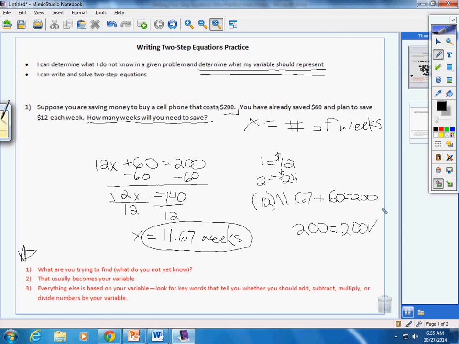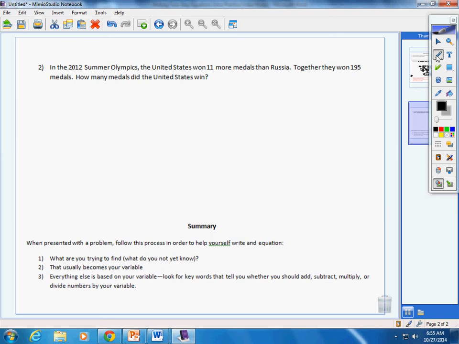It does check. Let's try one more example here. And if you want to try and work ahead of me, that'd be awesome, because that way you can actually try this on your own and see how you stand with this type of problem. Okay, so in the 2012 Summer Olympics, the United States won 11 more medals than Russia. Together they won 195 medals. How many medals did the United States win?